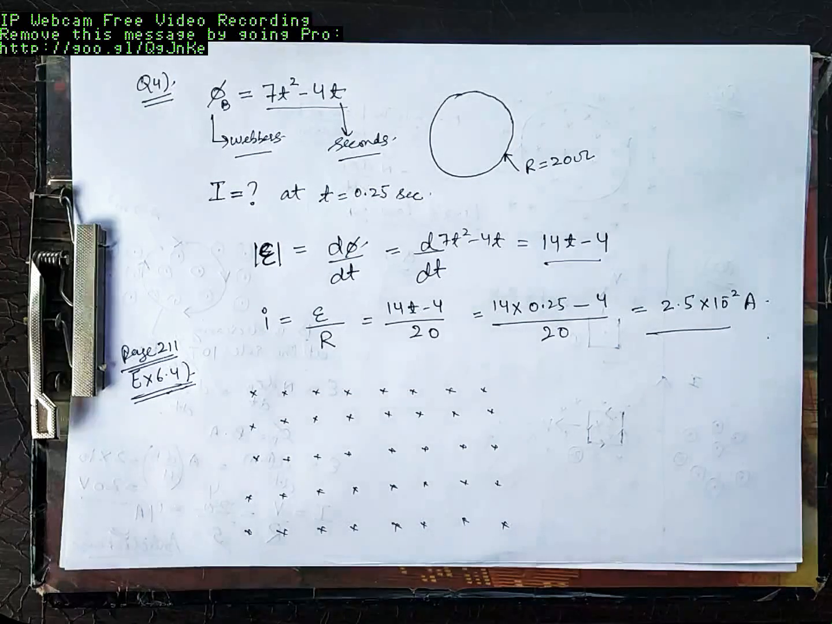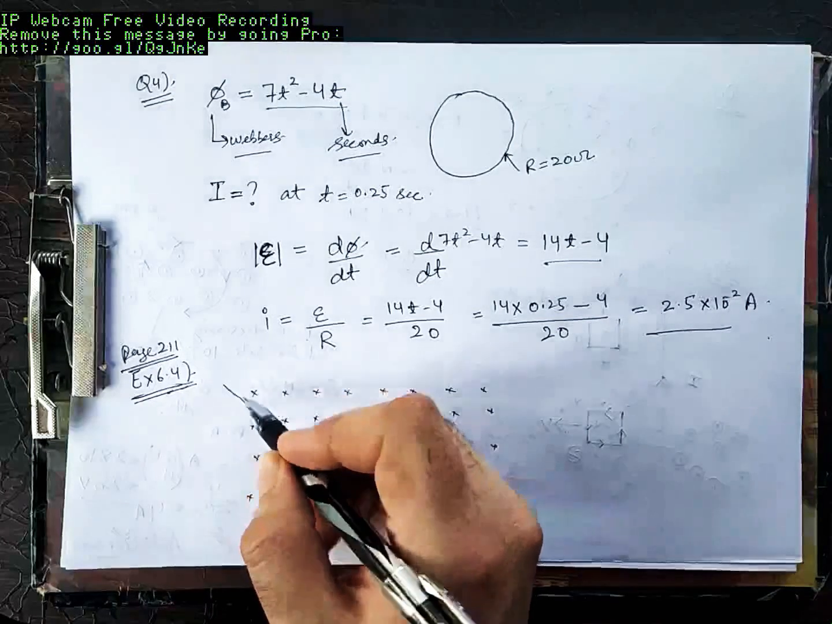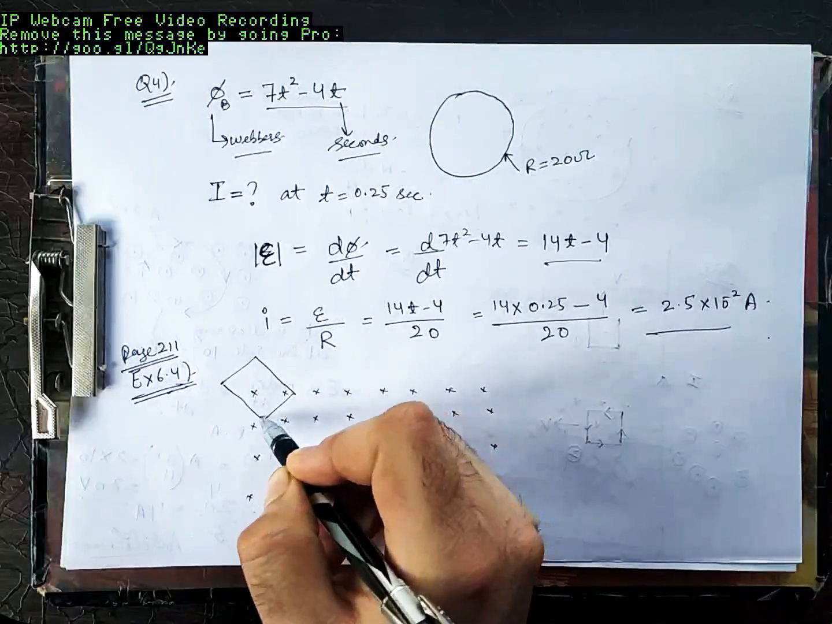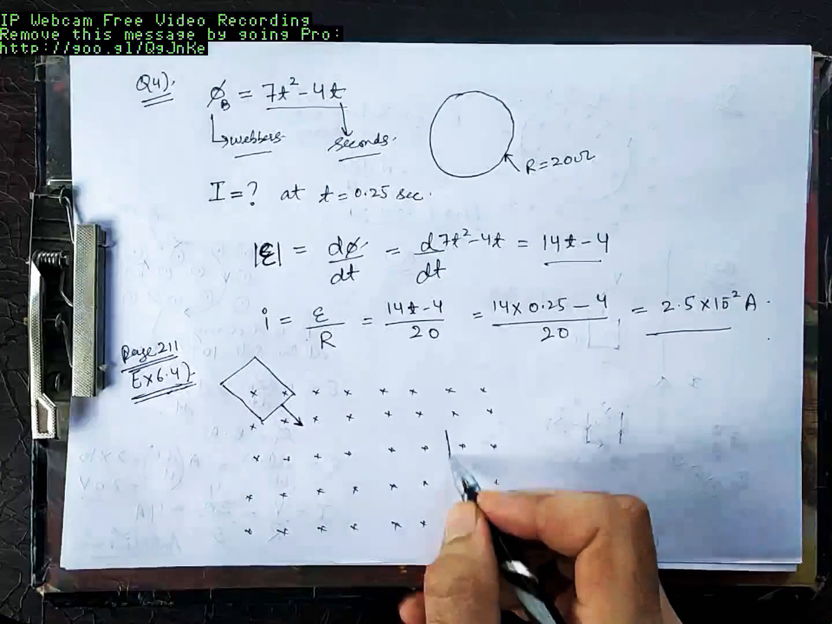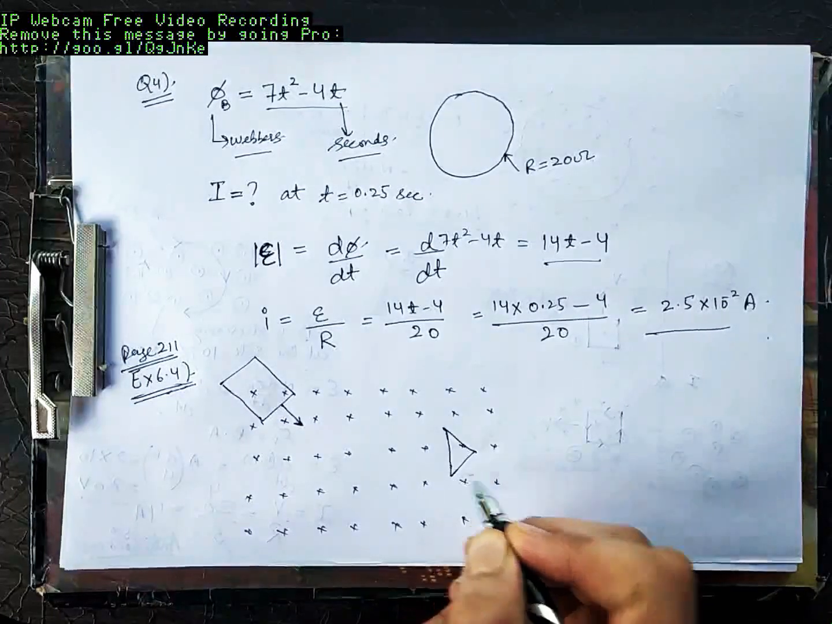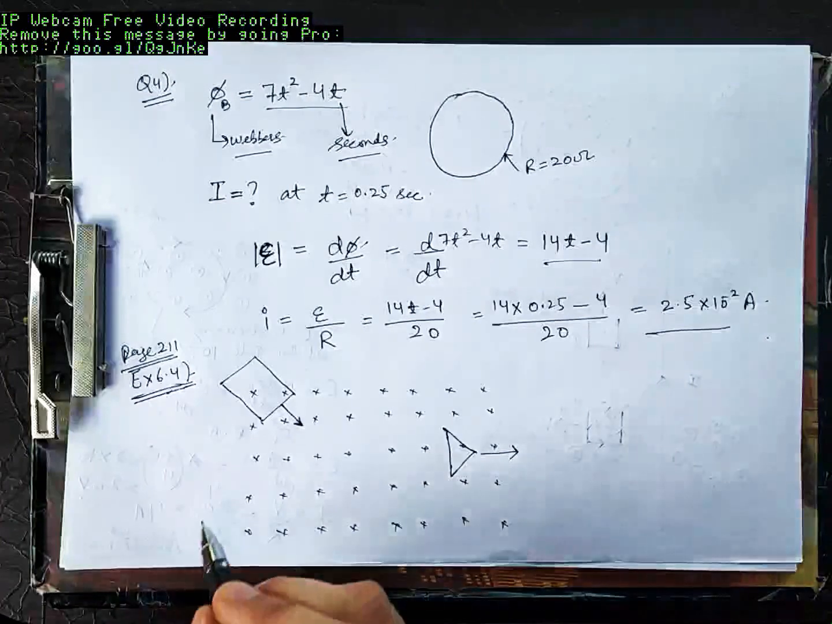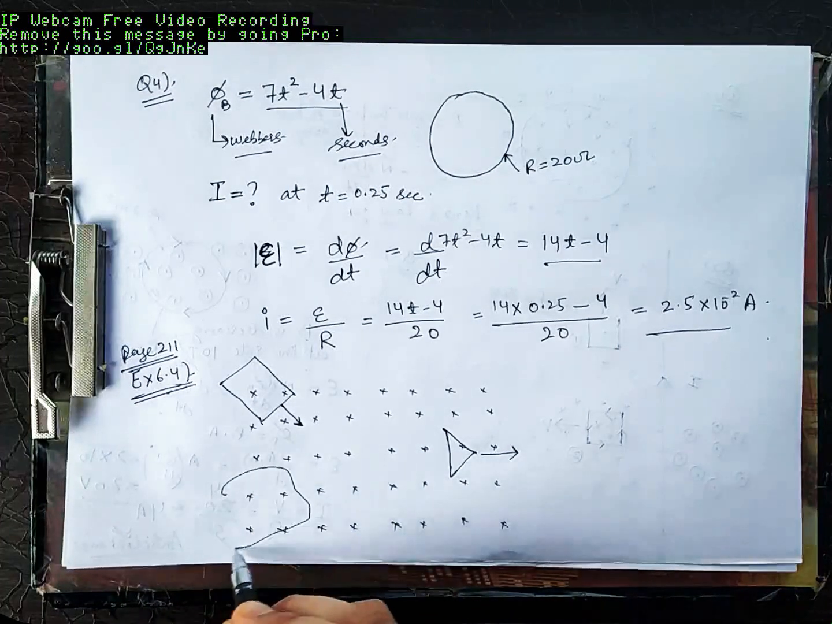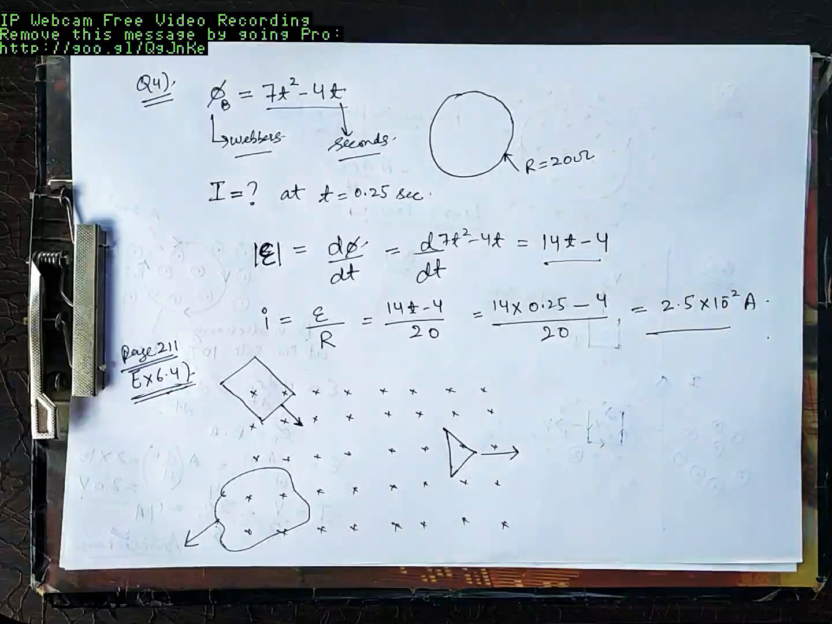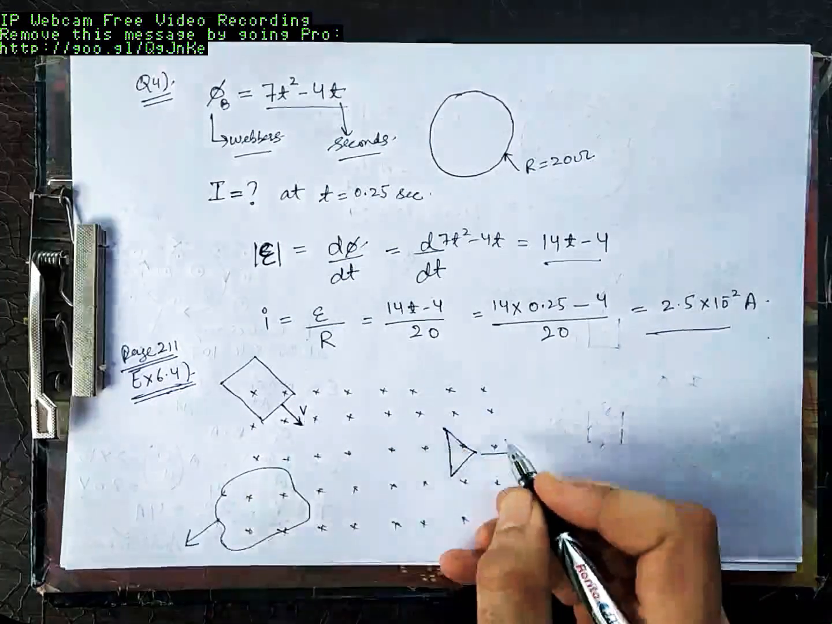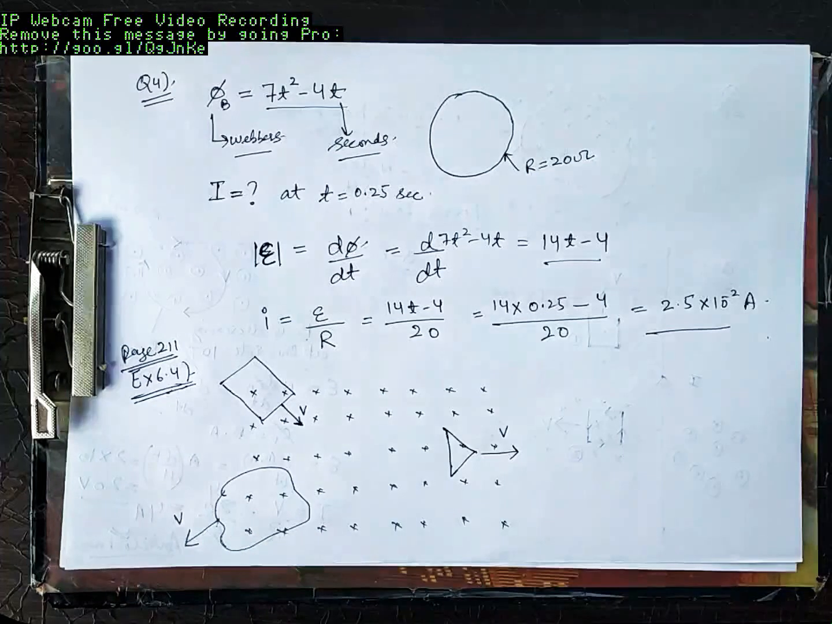And you have three loops in this magnetic field. One is a loop here. Second is a triangular loop here. Third is an irregular shaped loop. Arrows show the direction they are moving. This is moving with velocity v here, with velocity v here, with velocity v here. What we have to calculate is the direction of current in all the three cases.